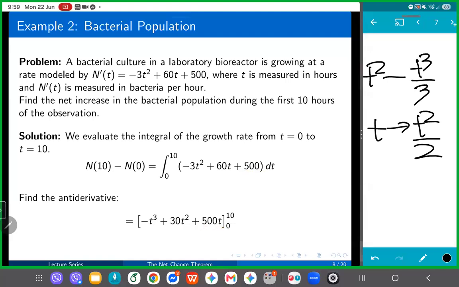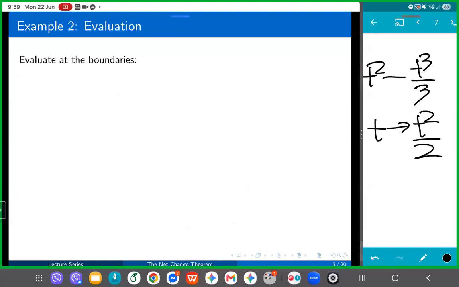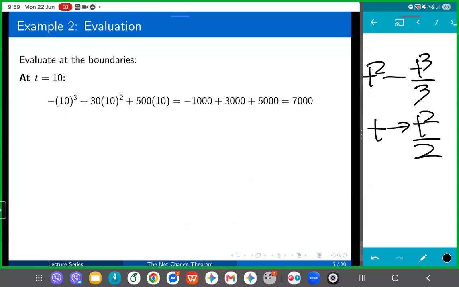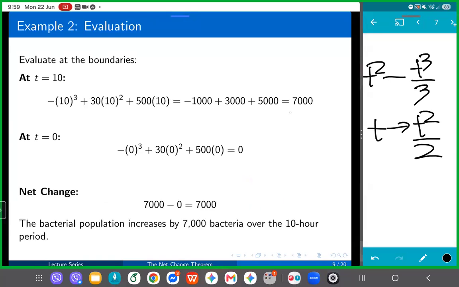And to make the long computation short, I'll just show you the result. You can just review this later. Those are the values at the upper and lower limits. So 7,000 and 0, actually just 0. Everything zeroes out. So the net change is this, 7,000 bacteria. This is not the population. At the end of 10 hours, this is the change in population.